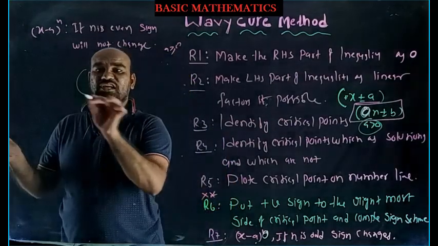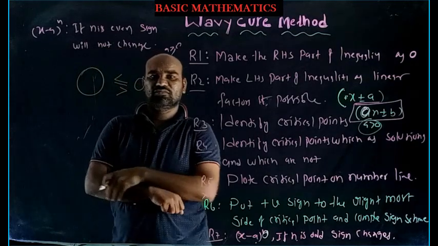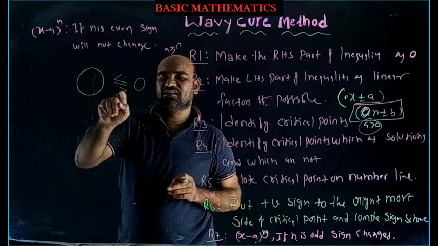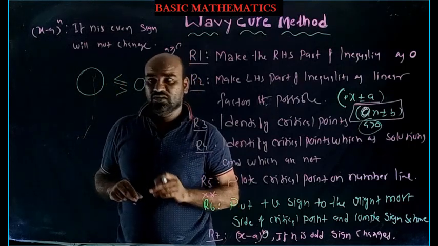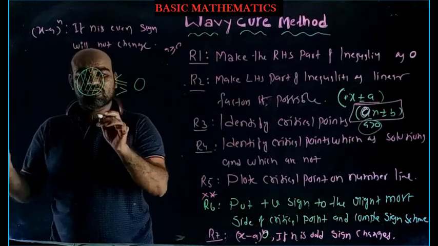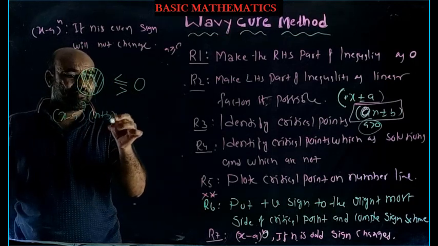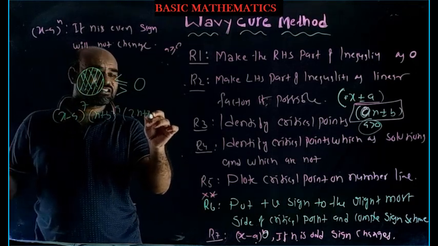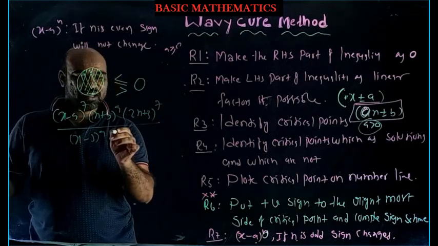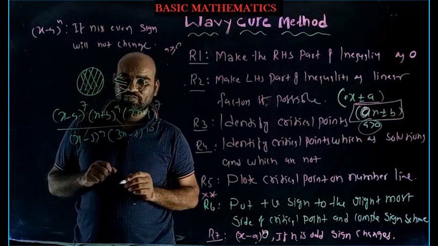Your inequality should have this form, meaning the right-hand side of the inequality is 0, either lesser or greater, or lesser than or greater than. That is not a big problem. So this side should have factors of the form (x minus a) whole power 7, (x plus b) whole power 9. So (2x plus 3) whole power 7 by (x minus 3) whole power 9, (3x minus 7) whole power 10 form.